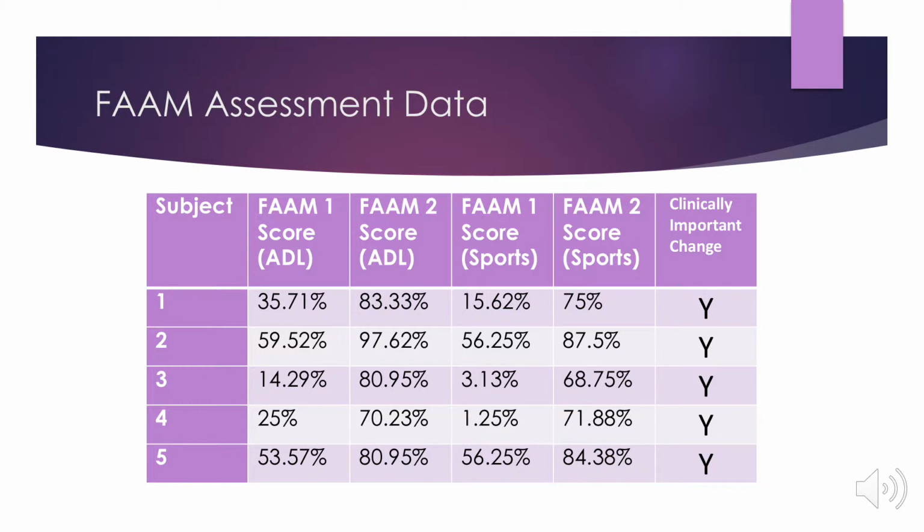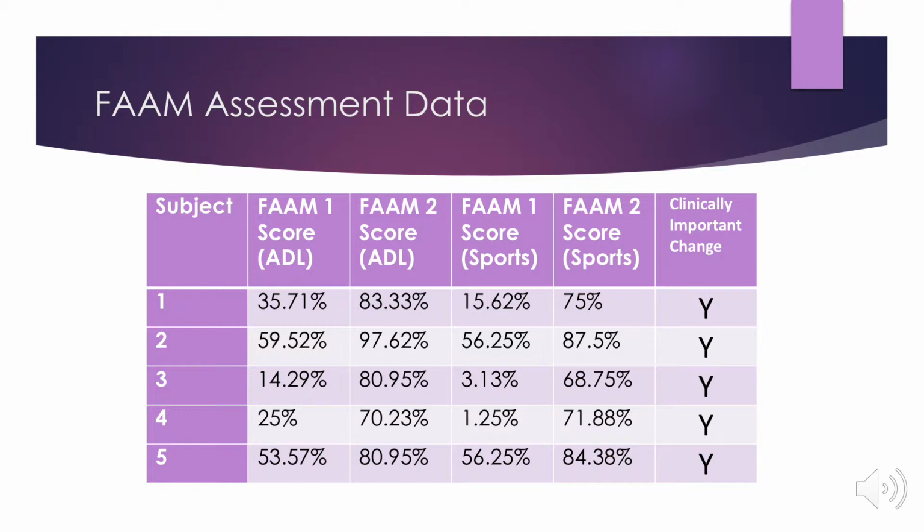Subject 2, their first ADL score was 59.52%, and their second was 97.62%. Their first sports score was 56.25%, and their second score was 87.5%. The third subject, their first ADL score was 14.29%, and their second score was 80.95%. Their first sports score was 3.13%, and their second score was 68.75%.